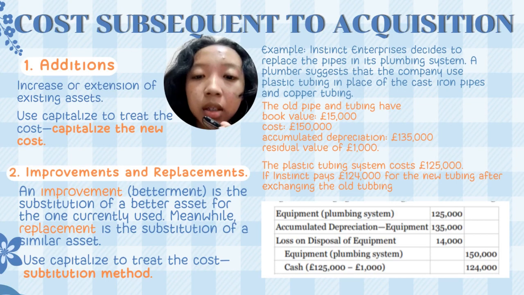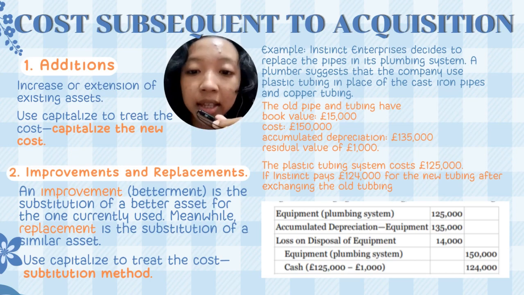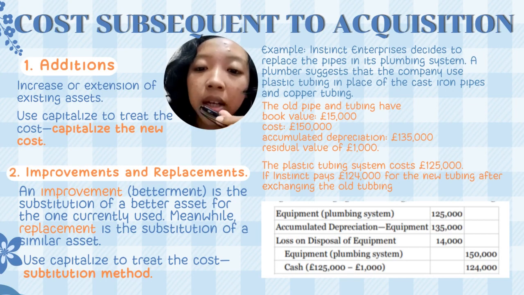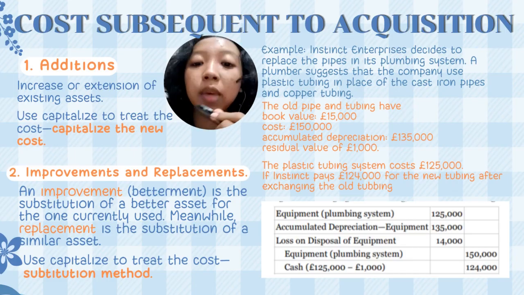And then next, we will talk about the types of cost subsequent to acquisition. There are four types. The first one is additions. It means the cost is an increase or extension of an existing asset. We treat addition as capitalized because it increases economic benefit. We use the capitalize the new cost method.